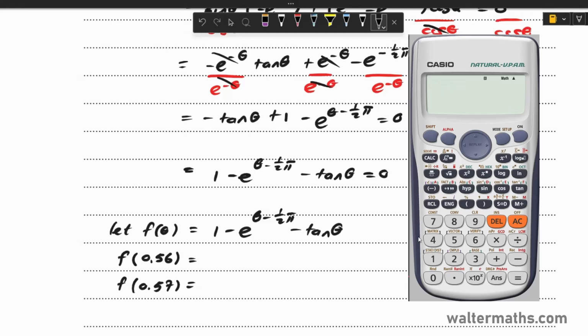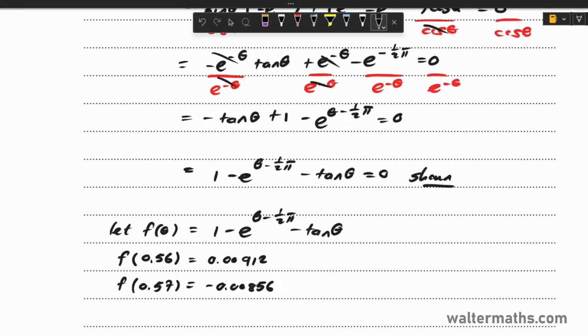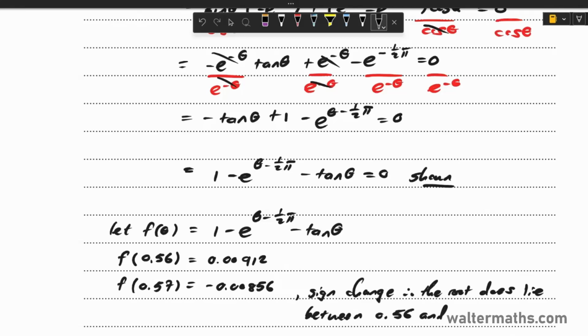So if we substitute 0.56 into this equation, we get 0.00912, and substituting 0.57 into this, we get minus 0.00856, and I think you can see here that we actually have a sign change, and since we have a sign change, we have a positive and a negative, we can say therefore the root does lie between 0.56 and 0.57. That's the proof. So that's how we do it right there.